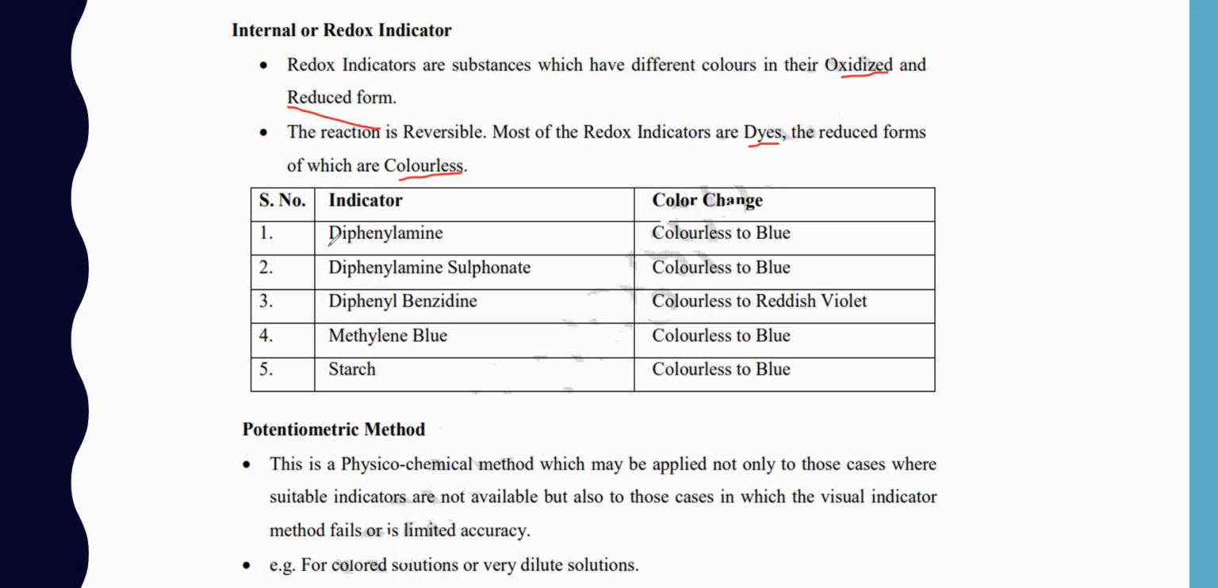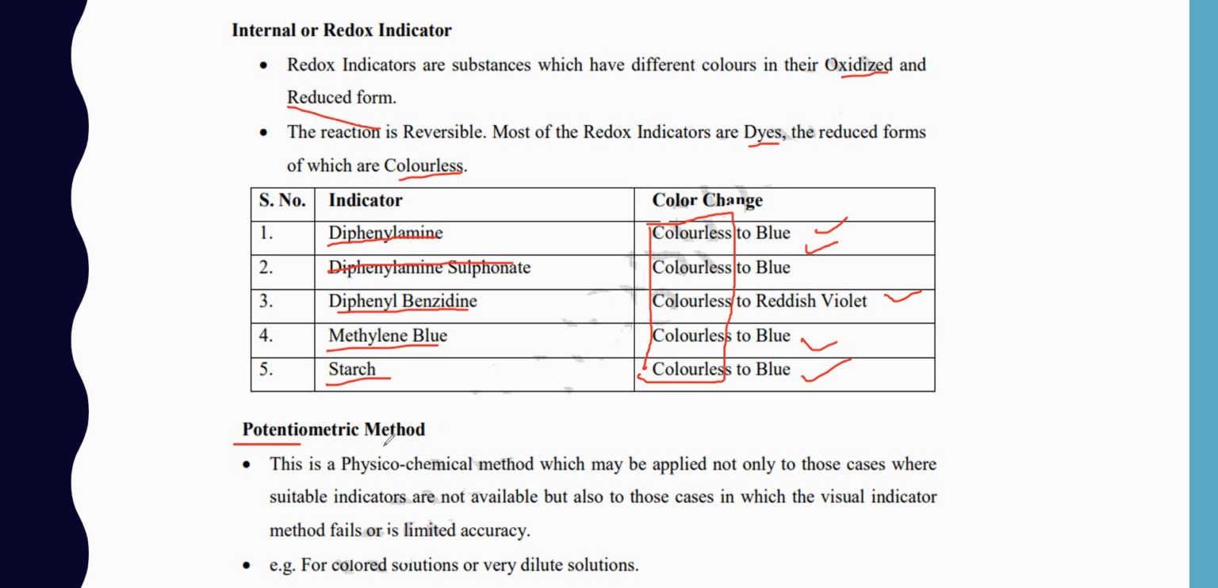Here are the examples: diphenylamine, diphenylamine sulfonate, diphenylbenzidine, methylene blue, and starch. The color change is given. All of these are colorless in their reduced form, and when they get oxidized, they turn blue, reddish violet, blue, and blue. So mostly blue color is the endpoint seen in these redox titrations.